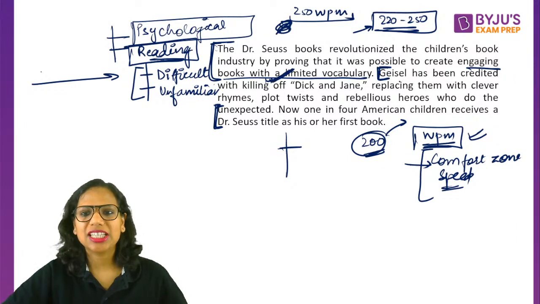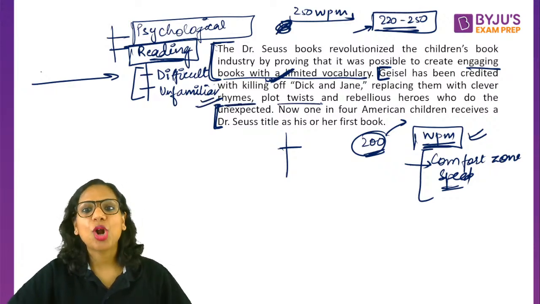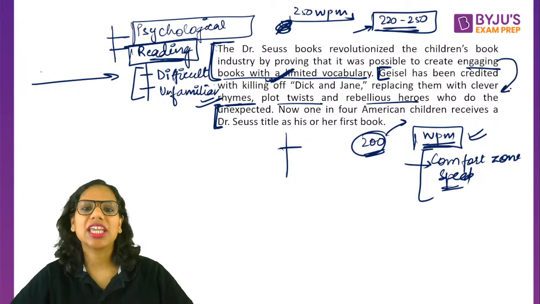Of course, after getting this, you had to concentrate more on this. So he replaced them with clever rhymes. अच्छा, rhymes अभी बताया था, वो rhyming use करता था. Plot twists, rebellious heroes. So I'm just explaining now how his books are engaging.